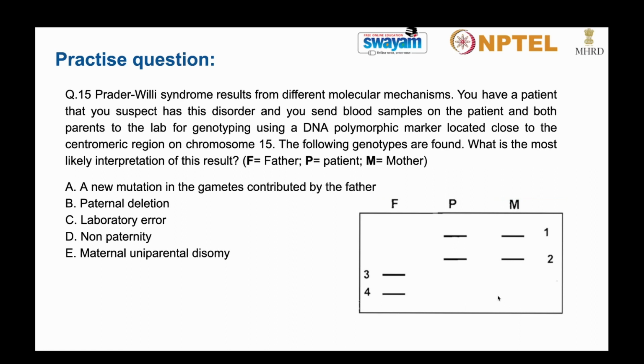Okay. So the correct answer is maternal uniparental disomy. Why? Because when we observe the patient and the mother, we see exactly the same bands for both. Whereas for the father, bands 3 and 4 you do not observe in the patient, which means there is imprinting. So there is paternal imprinting, meaning the paternal genes are not getting expressed, they are imprinted. Which means maternal uniparental disomy, that is, the mother is the only parent contributing. So that's why the correct answer is maternal uniparental disomy, because the other parental genes are repressed for this chromosome 15.